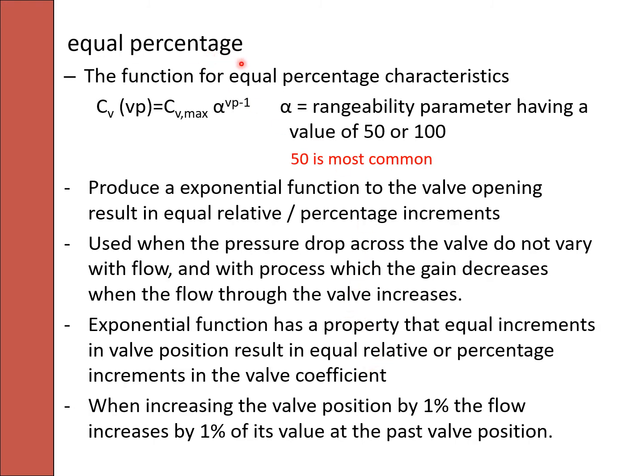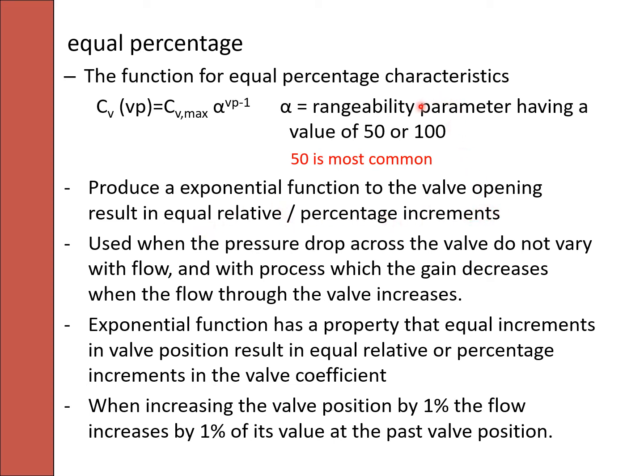For the equal percentage characteristic, the flow coefficient would be equal to the maximum flow coefficient times the rangeability parameter. Normally the rangeability parameter is 50 or 100. Because this valve considers rangeability, it produces an exponential function of the valve opening. So it results in equal relative or percentage increment.